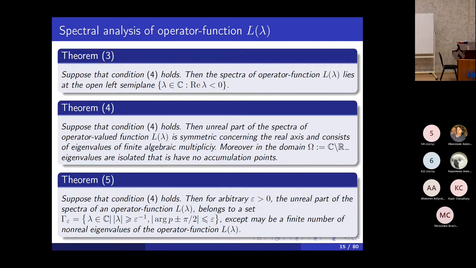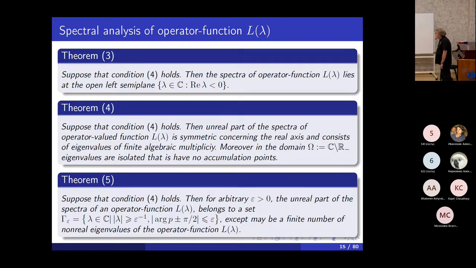More interesting for me, and maybe for somebody, is the spectral analysis of the operator function. First of all, if condition 4 is satisfied, as I have said, it is an important condition, then the spectrum of the operator function lies in an open half-plane. So the situation is stable here. More complicated is theorem 4. Suppose that condition 4 holds, then the non-real part of the spectrum of the operator function is symmetric with respect to the real axis and consists of eigenvalues of finite algebraic multiplicity. Moreover, these eigenvalues are isolated and have no accumulation points.